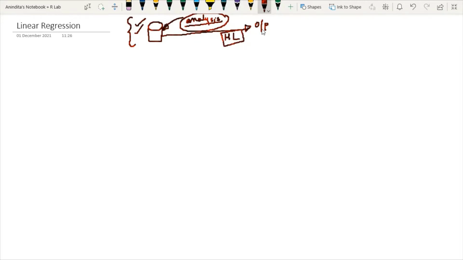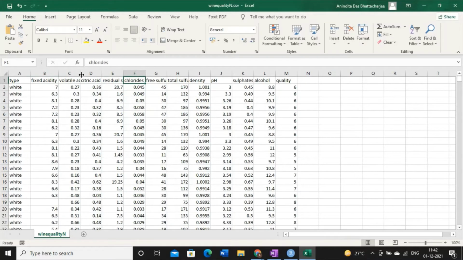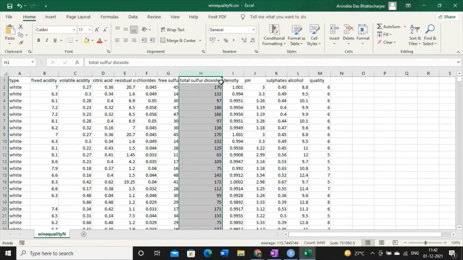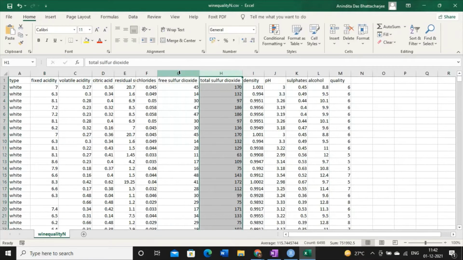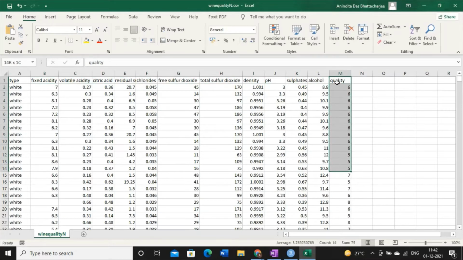Now you can ask me one question: why do we need analysis in order to understand data? I'm giving you one example. See, this is a data set. It is known as the wine quality data set, where these are the features. Feature means these are the input parameters. That is fixed acidity, volatile acidity, citric acid, pH, density, total sulfur dioxide, free sulfur dioxide. These are the features on the basis of which we can find out the quality of the wine.